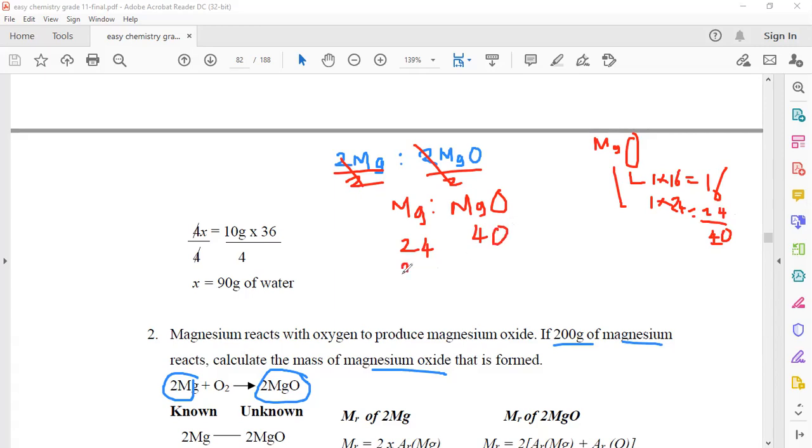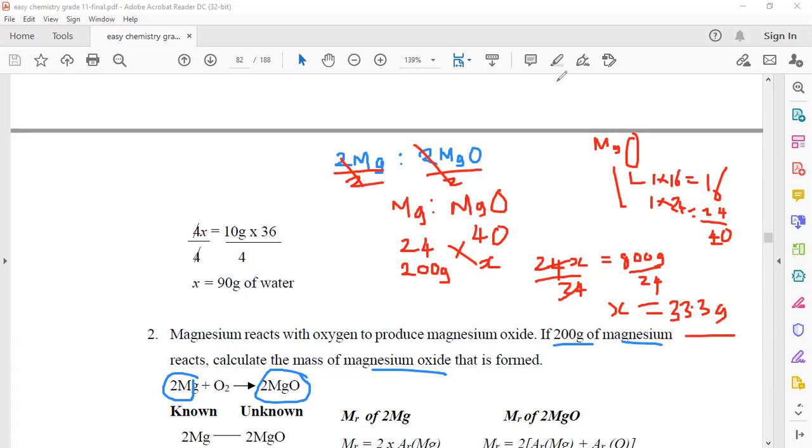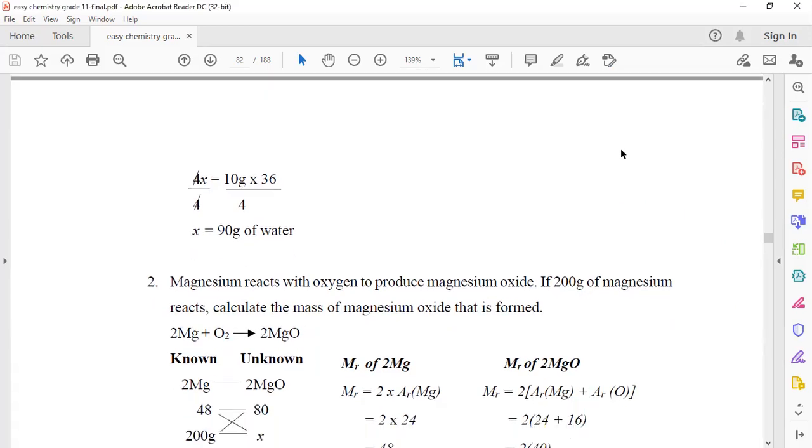Now if you have 200 grams of magnesium, you say X. What should we do from there? You cross multiply. So this becomes 24x is equal to 800 grams. So divided by 24 throughout, the 24 and 24 will go, meaning the x becomes 800 divided by 24, so you get 33.3 grams of magnesium oxide. So it is a walkover question when you're asked to find the mass.